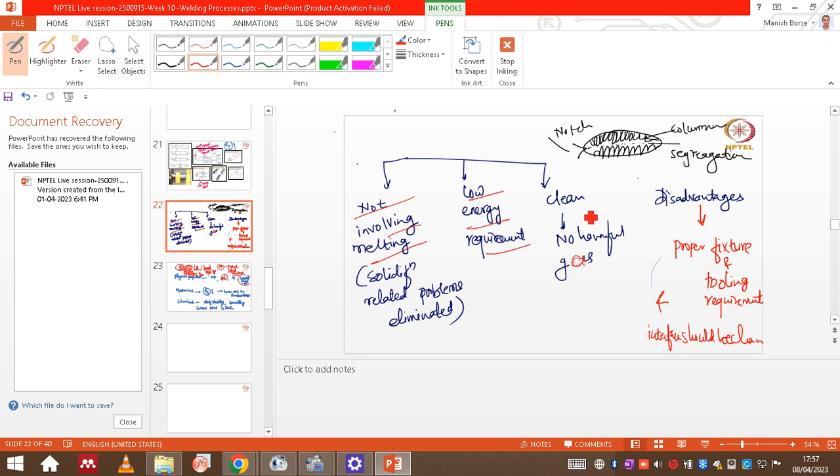The only disadvantage of the solid state welding process is that proper fixture and tooling are essential, because heat is generated with the help of friction at the interfaces. We have rotating parts undergoing mechanical movement, so to hold that, proper fixture and tooling are essential, right? Also sometimes we have to prepare the interfaces, with proper edge preparation, because we are not melting the metal, right?